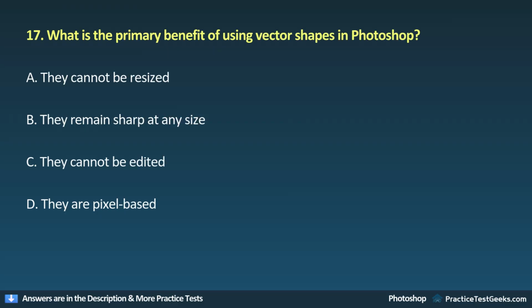17. What is the primary benefit of using vector shapes in Photoshop? A. They cannot be resized. B. They remain sharp at any size. C. They cannot be edited. D. They are pixel-based.